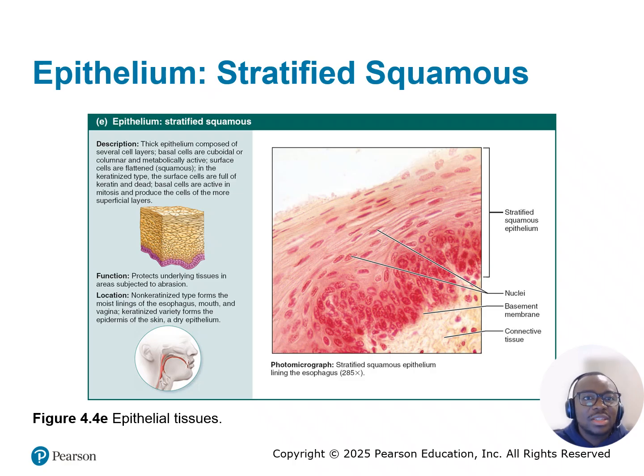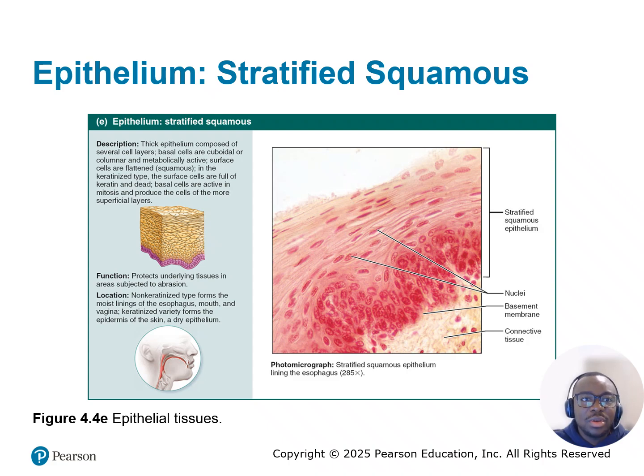Next is stratified squamous epithelium. As already mentioned, stratified epithelial tissues have 2 or more layers of cells. Stratified squamous epithelium is composed of several cell layers. The basal cells are cuboidal or columnar and are metabolically active, while surface cells are flattened and squamous.